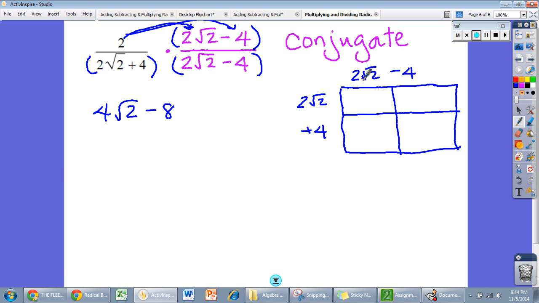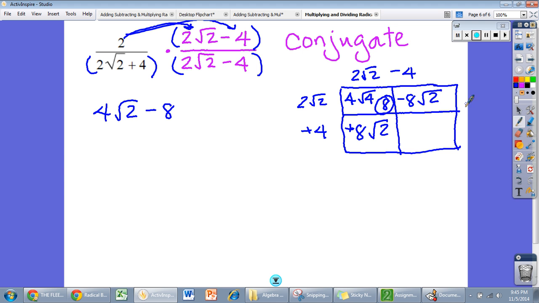2 times 2 is 4. Square root of 2 times square root of 2 is the square root of 2 times 2 is 4. Square root of 4 is 2. 4 times 2, that makes 8. Do a little simplifying and I circle it. All right, let's do this one. Positive 4 times 2 is a positive 8 square root of 2. Outside times outside. There's no inside to multiply. Here we go. Negative 4 times 2 is now a negative 8 square root of 2.